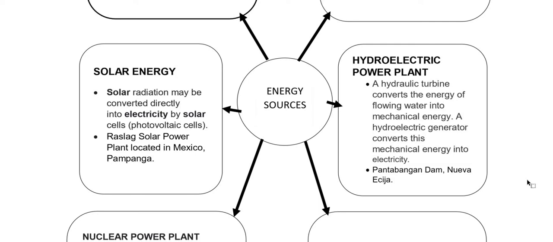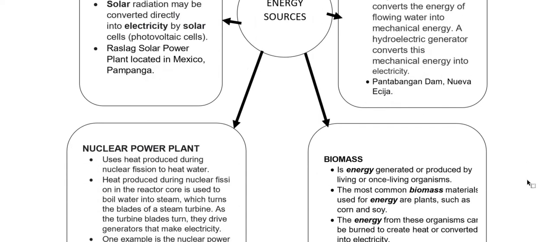To the right naman is hydroelectric power plant. A hydro, which implies the use of water. A hydraulic turbine converts the energy of flowing water into mechanical energy. So yung mga kanina, yung wind, yun yung nagta-turn ng turbine to generate electricity. Pero this time, it's gonna be the flow of water. An example is the Pantabangan Dam in Nueva Ecija.